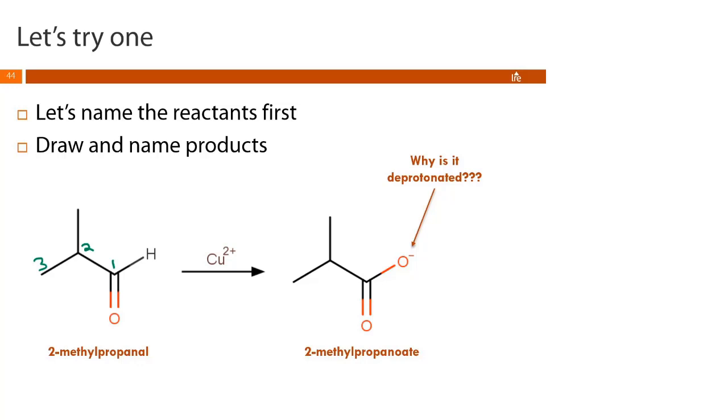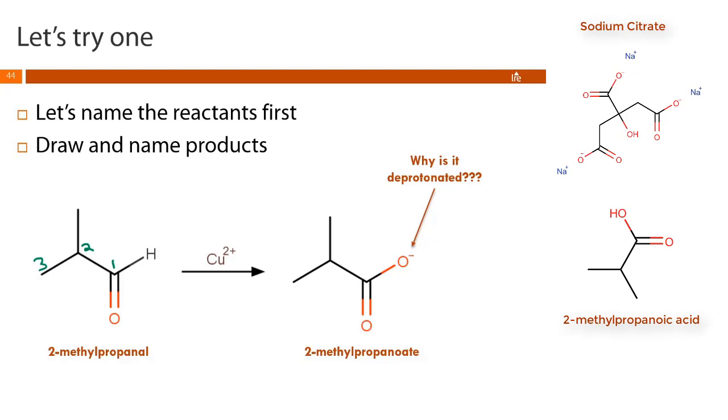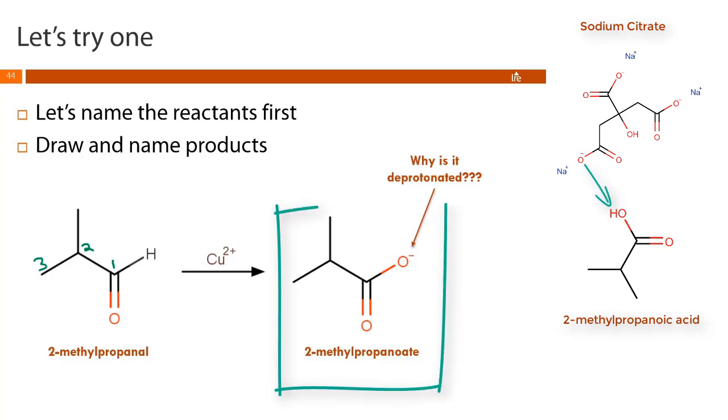We actually get 2-methyl-propanoate. So why do we get the conjugate base of our carboxylic acid? Well, remember, in addition to the copper 2+, Benedict's reagent contains sodium citrate, which is a relatively strong base. So as soon as our aldehyde is oxidized into a carboxylic acid, the citrate in solution is going to snag that proton, and we're going to be left with a carboxylate ion. So the final organic product when we oxidize 2-methyl-propanal with Benedict's reagent is 2-methyl-propanoate.